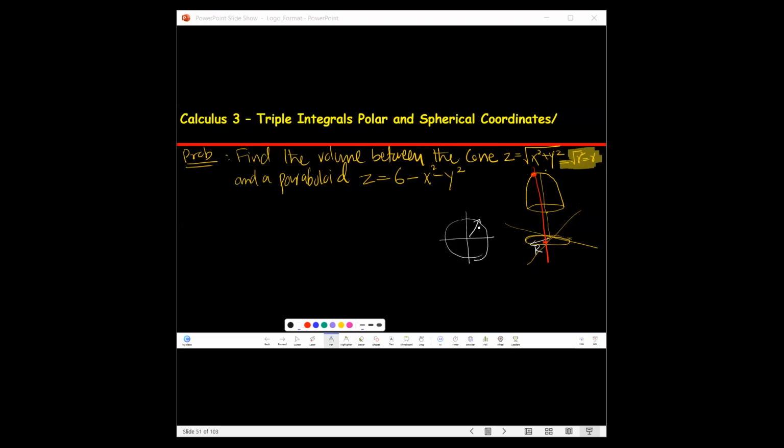This is r, right? And r equals to, I'm going to go over there and talk about that. So I'm going to be taking this equation which is giving z equals to 6 minus r square. I can also write it like this, 6 minus r square.